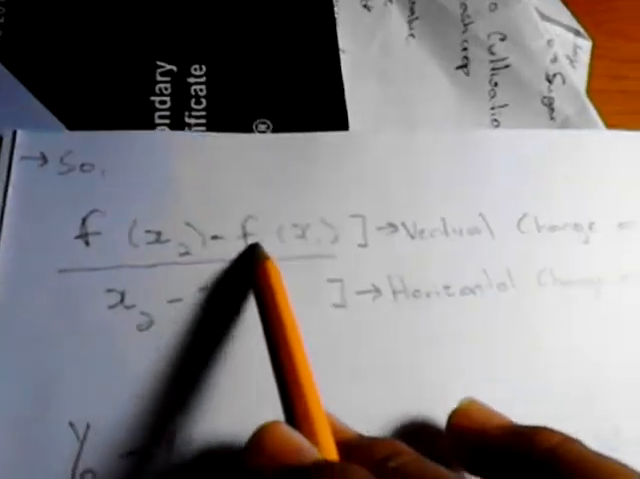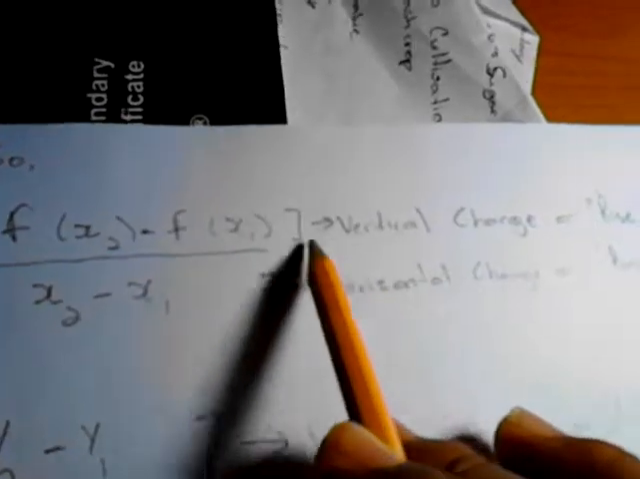So we have f of x subscript 2 minus f of x subscript 1. All of this is a vertical change, or rise. So we have x subscript 2 minus x subscript 1. All of that is a horizontal change, or run. Likewise, and remember, both of these are equal. They're the same thing, saying the same thing.